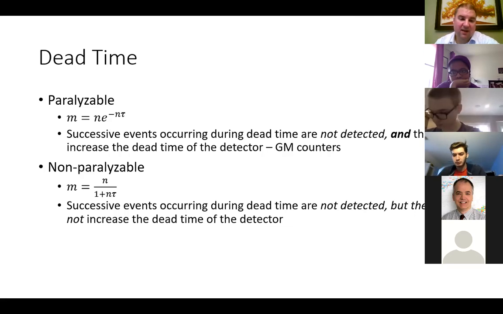Whereas for a non-paralyzable detector, the measured count rate equals the true count rate over 1 plus N times the dead time. You're going to miss some radiation particles entering the detector, but this is not ever going to go to zero. Instead, it's going to approach a limit, and that limit is going to depend on the dead time.